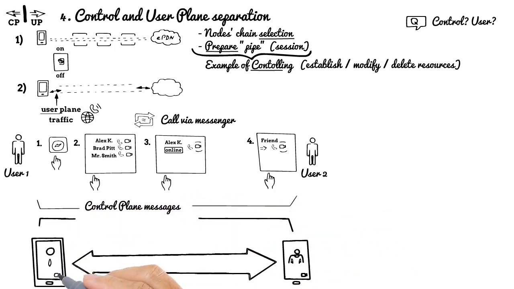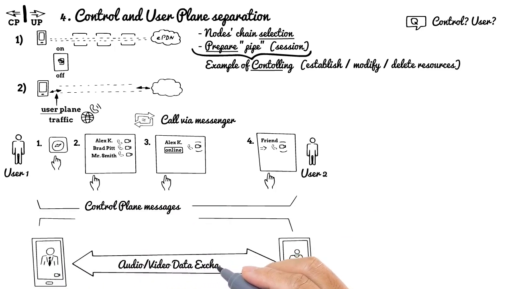And actual audio-video sending both ways is in turn about user plane messages exchanged. You can control your user data during a call, for example, switch video or audio on and off, or at the very end, hang up.